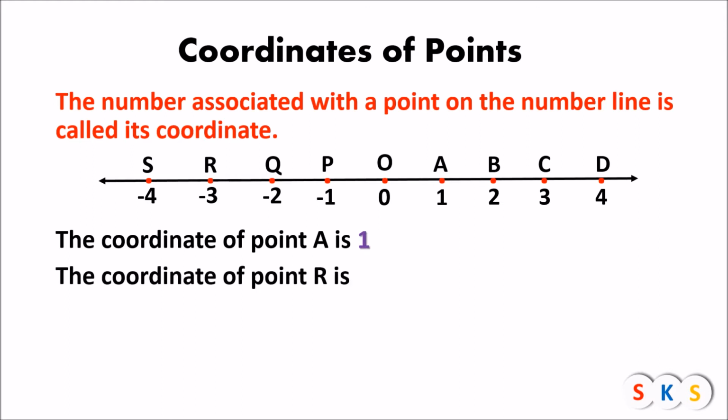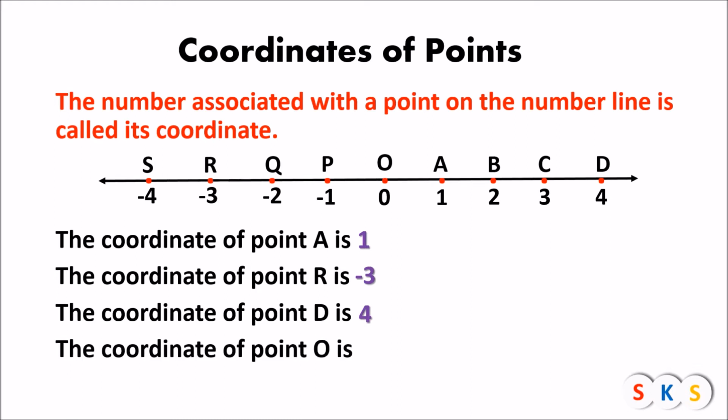Coordinate of point R is, look at the number line, -3 is associated with point R. So the coordinate of point R is -3. The coordinate of point D is 4. The coordinate of point O is 0.